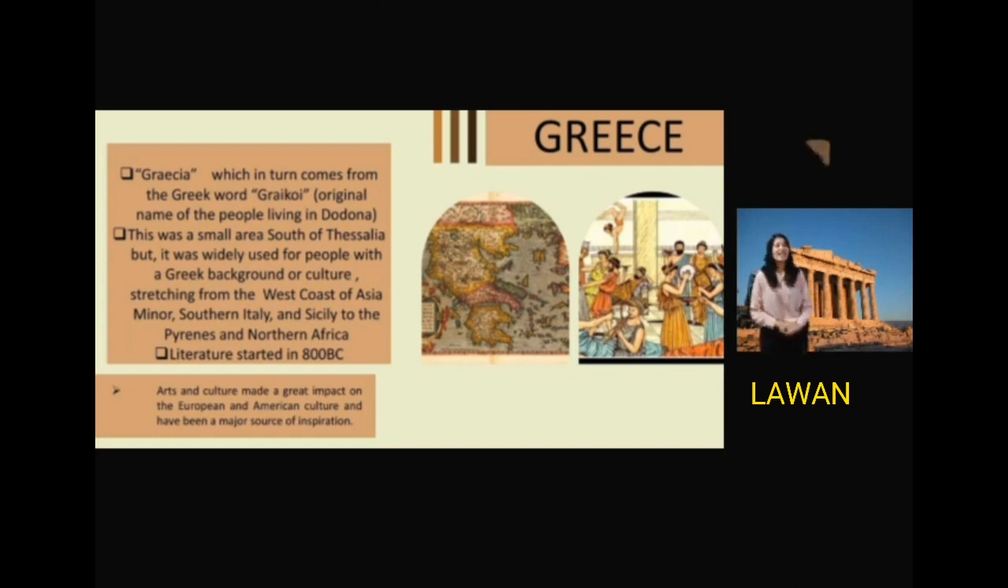Originally this was a small area south of Thessaly, but it was widely used for people with a Greek background and culture stretching from the west coast of Asia Minor, southern Italy and Sicily, into the Pyrenees and northern Africa. Influences from their art and culture have made a great impact on European and American culture, and their highly organized society. Even the word politics is a Greek word, and their system of justice, and of course their arts and sculptures, statues, plays, and methodology have been a major source of inspiration to other countries.